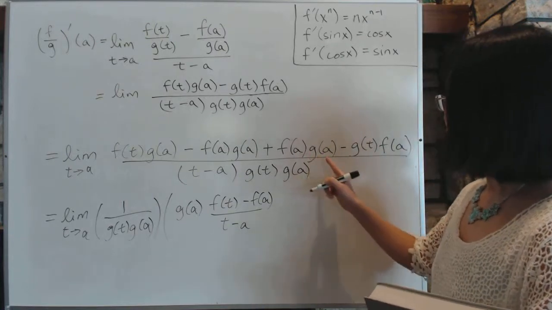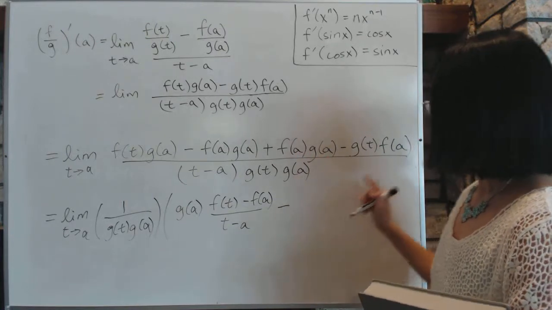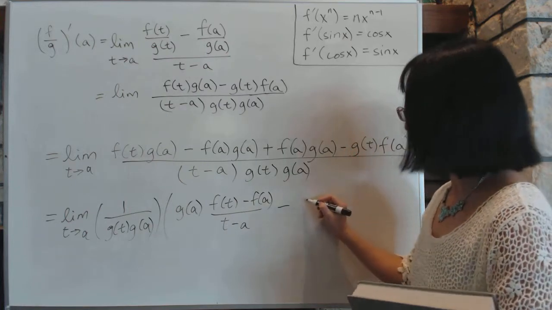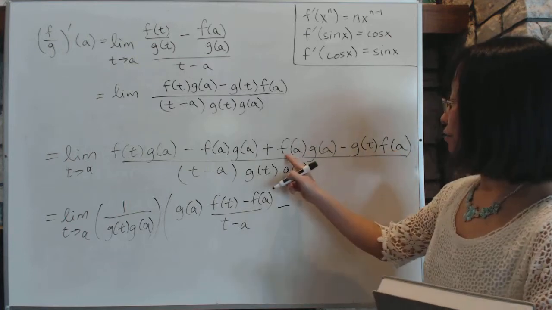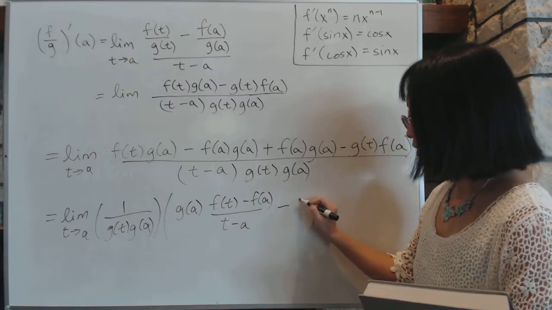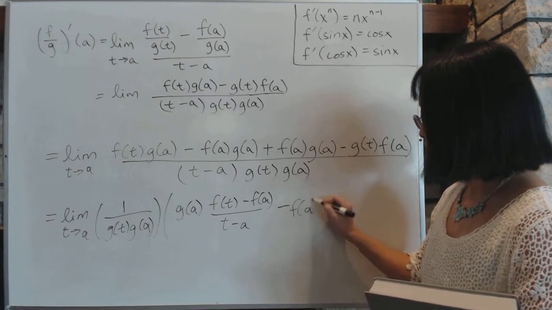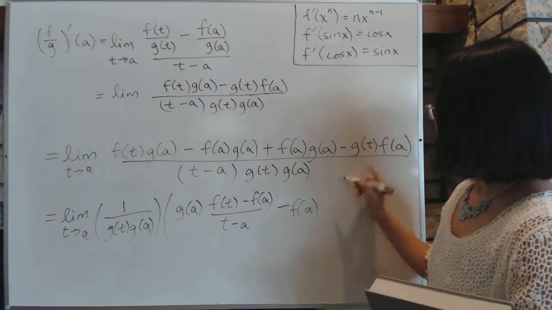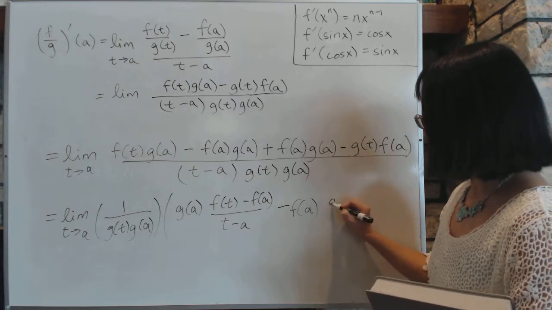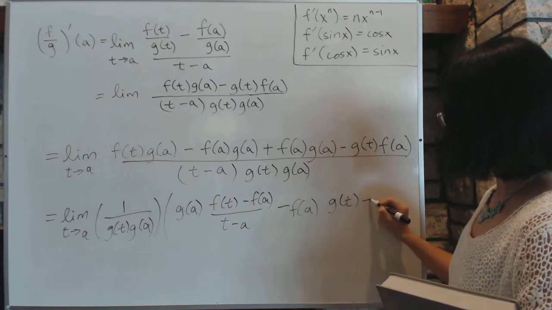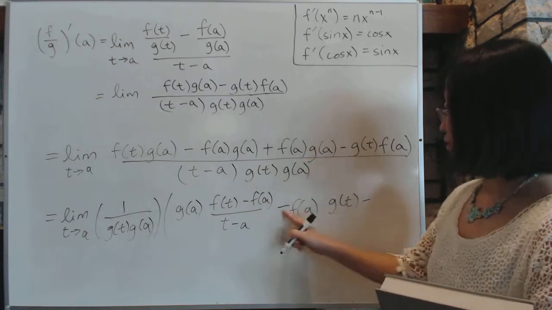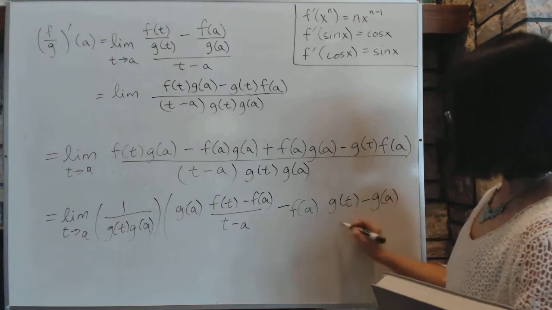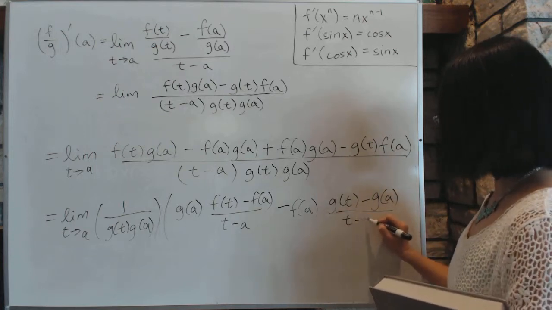And then the next thing we're going to do is a subtraction and take the g(t) here. Because g(t) has a negative sign, we will factor out a negative f(a), which means we're going to flip the signs around. So we factor out the negative f(a), and what we're left with will be g(t) minus g(a). Then the minus and minus together become a plus. So g(t) minus g(a) divided by t minus a.